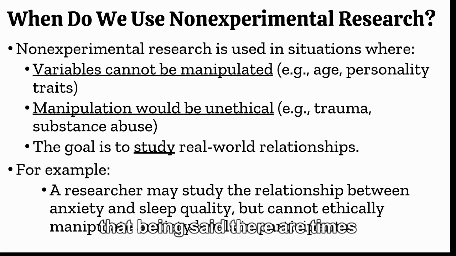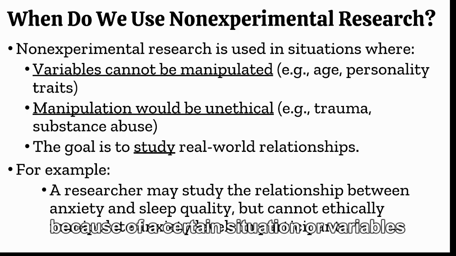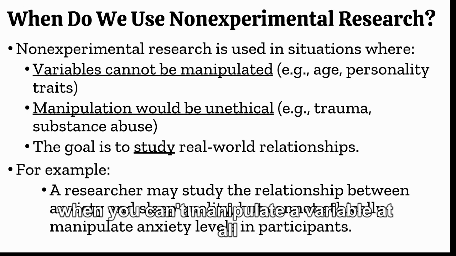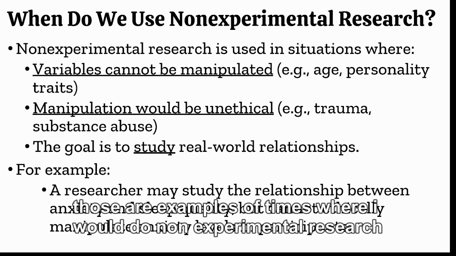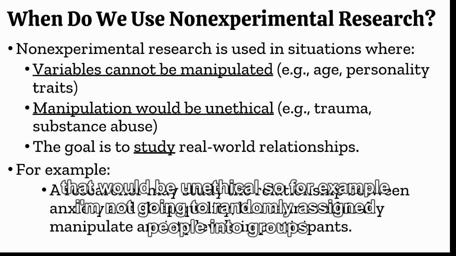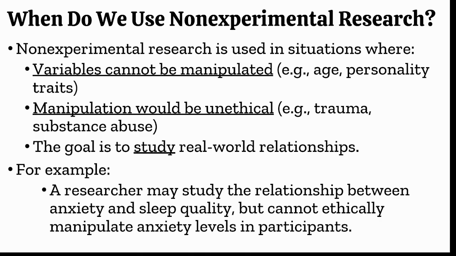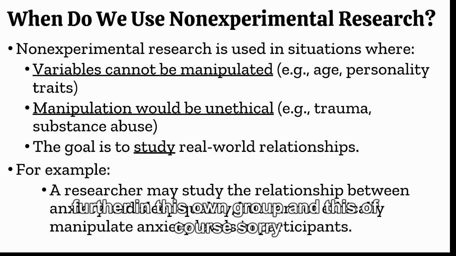That being said, there are times when non-experimental research is going to be your go-to because of certain situational variables. So, for example, when you can't manipulate a variable at all, like age or personality traits, those are examples of times where I would do non-experimental research. The second one would be manipulation that would be unethical. So, for example, I'm not going to randomly assign people into groups to receive or not receive a traumatic event. That is definitely unethical. And we're going to talk about ethics clearly as we go further in this course.